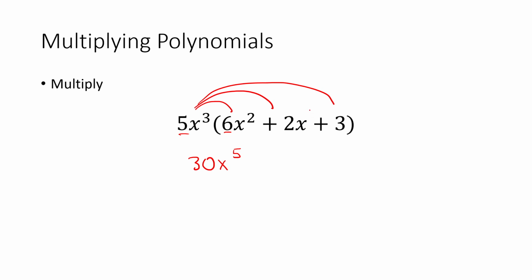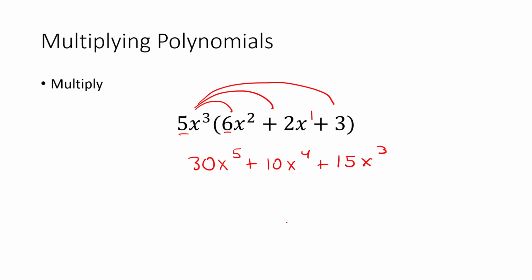So again, this is really a 1. 5 times 2 is 10. 3 plus 1 is 4. And then for the last one, there's no x's here, so we're just going to multiply the numbers and keep the x's. And that's your answer. You can't combine these any further because those terms don't have the same exponent.